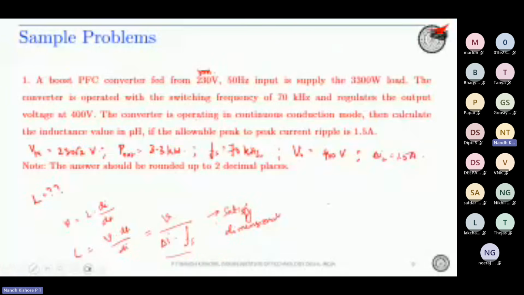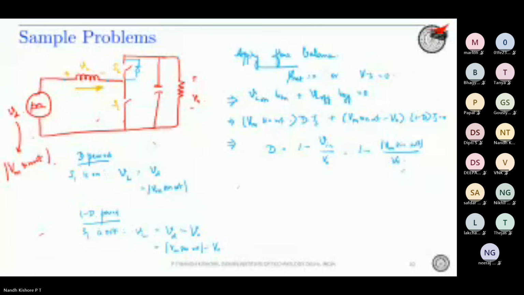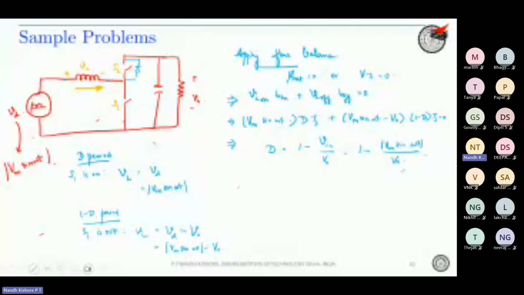The question is for you to calculate the inductance value. You can understand that duty is not a single value. It is rather going to vary sinusoidally, or based on this relationship, it would vary in a particular fashion. Okay, fine. So let me go to the next slide now. Or we can also continue over here.